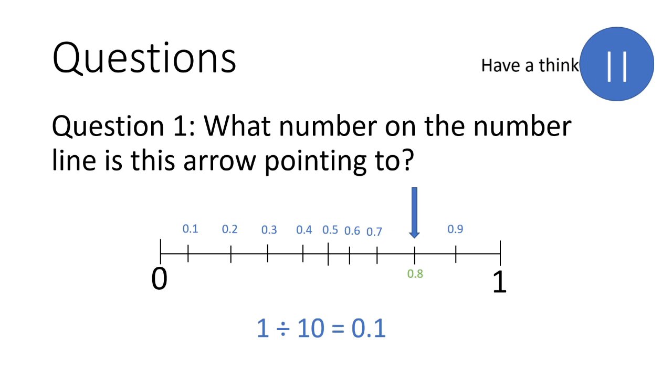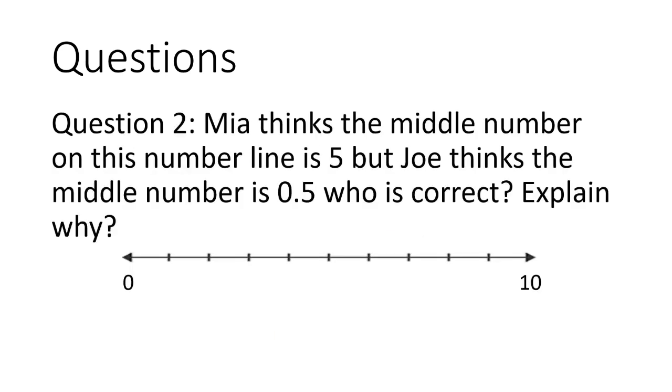So let's move on to the next question. Question 2. Mia thinks that the middle number on this number line is 5, but Joe thinks the middle number is 0.5. Who is correct? And explain why. Pause the video to have a think and then resume when you are finished.